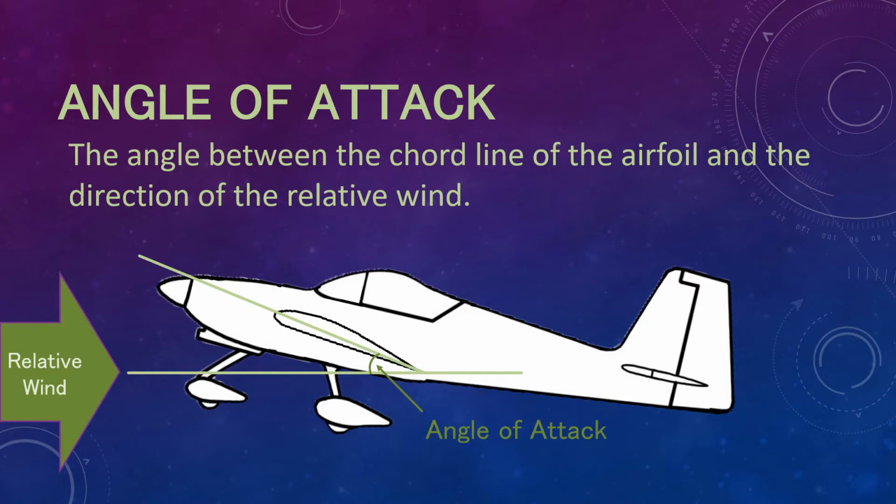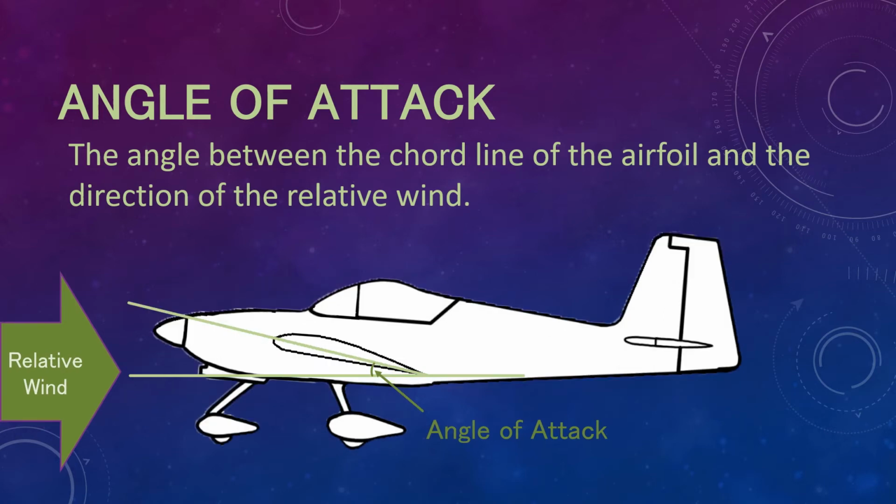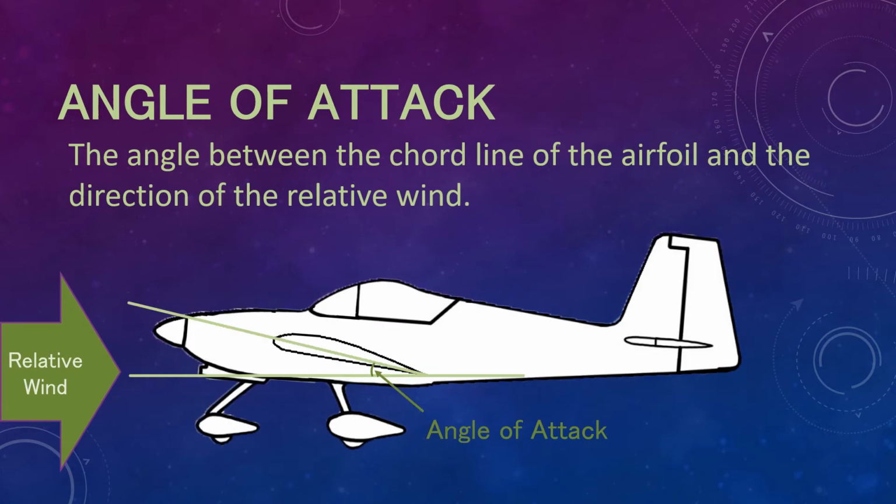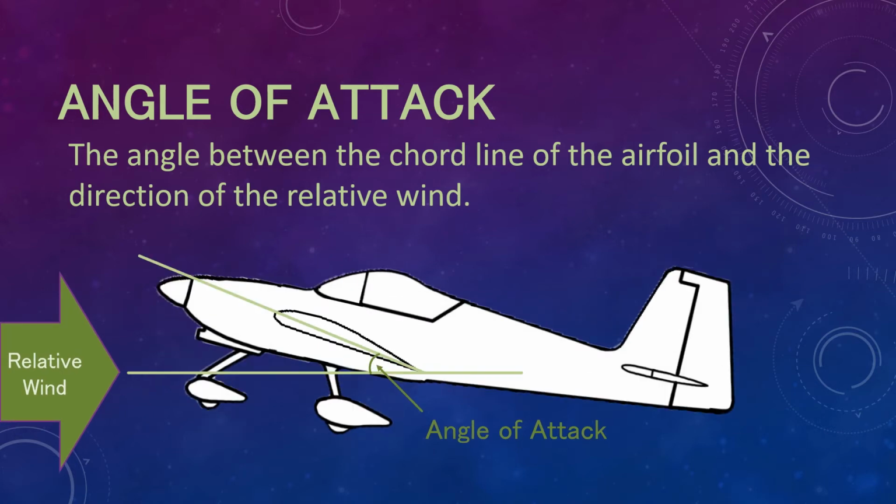The way the wing is mounted to the airplane defines the angle of incidence. The angle of attack changes throughout different phases of flight. The angle of attack is the angle between the chord line of the wing and the direction of the relative wind. Since relative wind is always parallel to the direction of flight, we can simply think about angle of attack as the angle between the chord line of the wing and the direction the airplane is traveling.